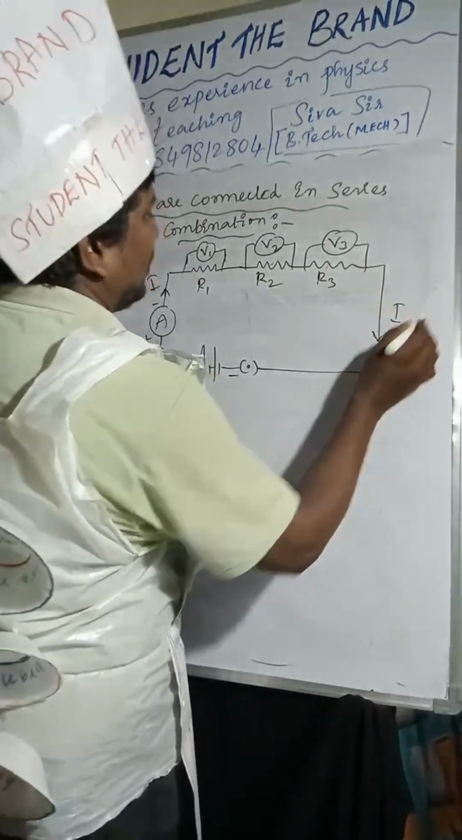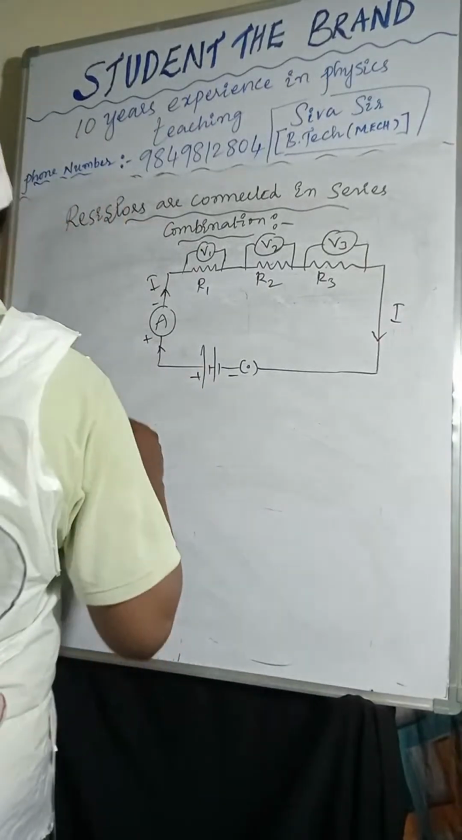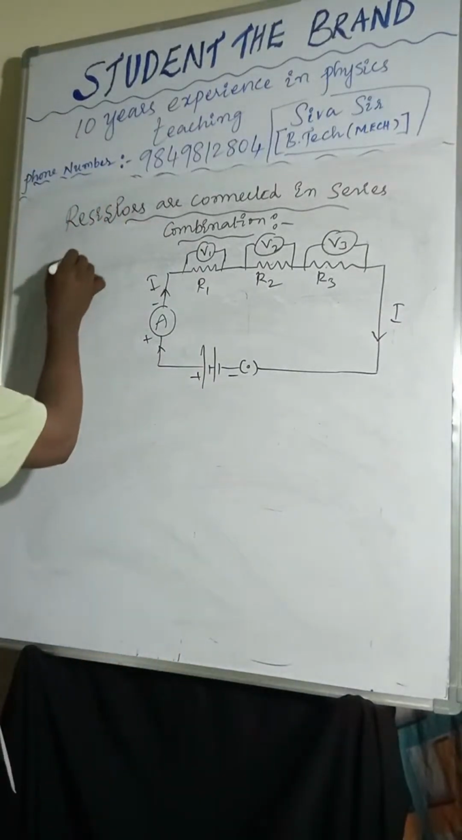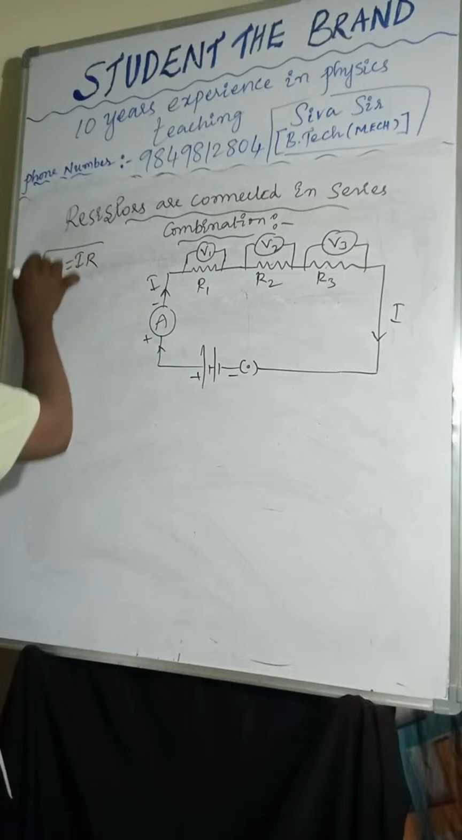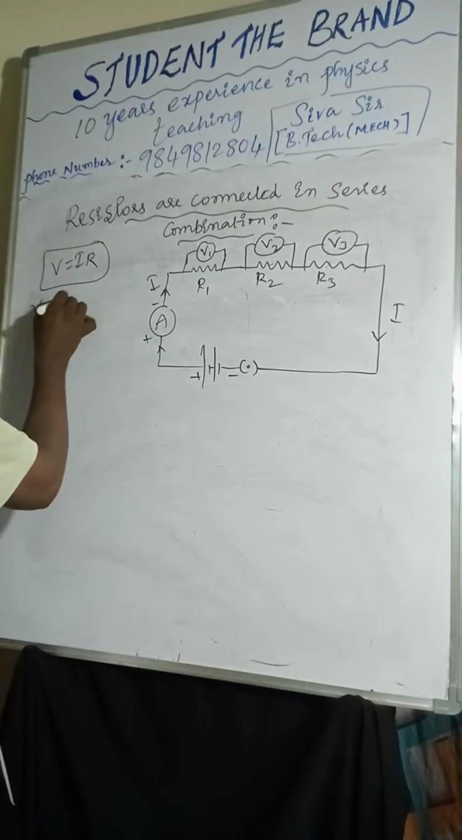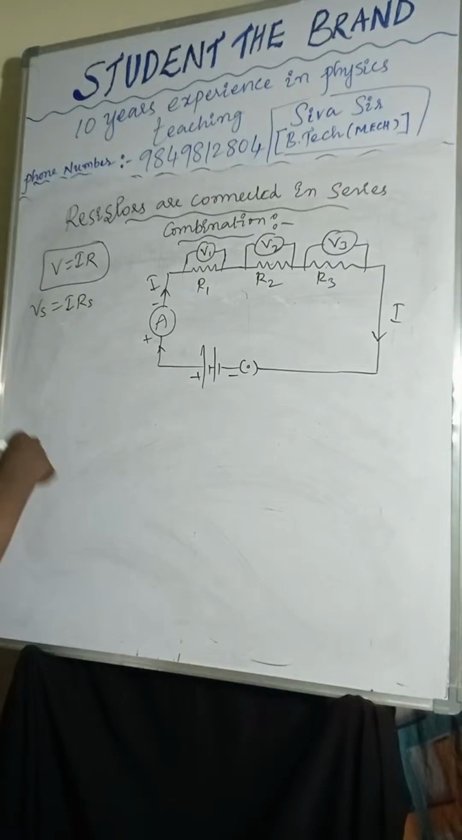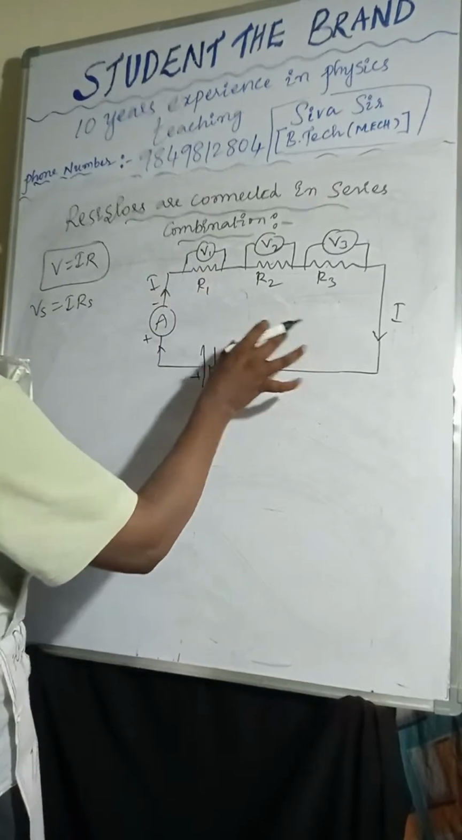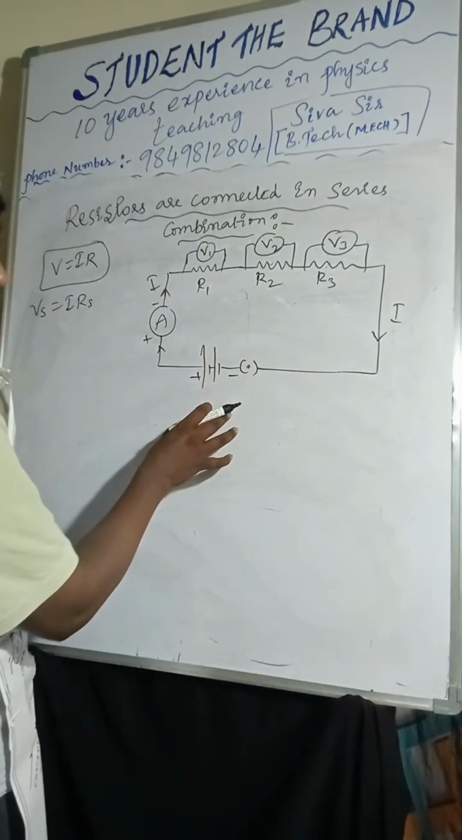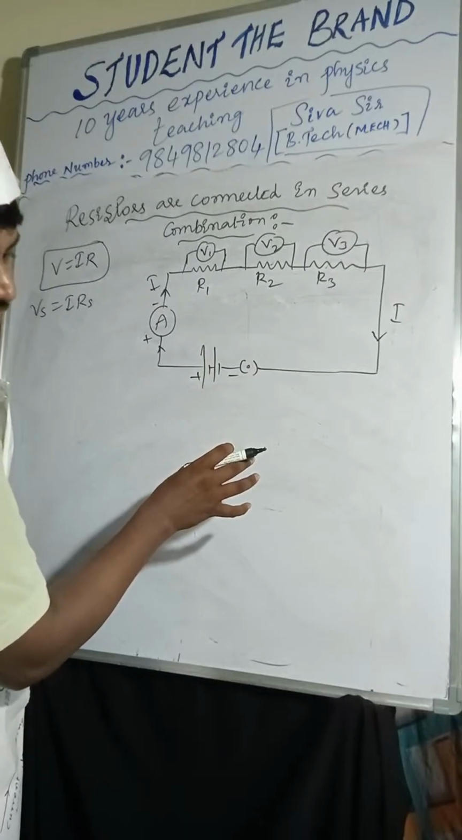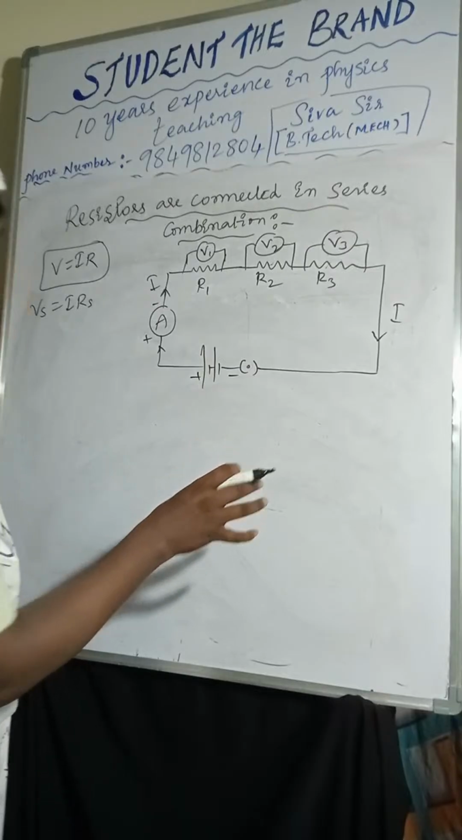From Ohm's law, V equal to IR. So Vs equal to I Rs, the potential difference from the battery.